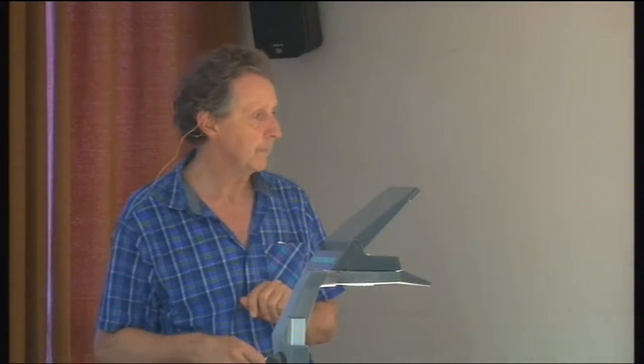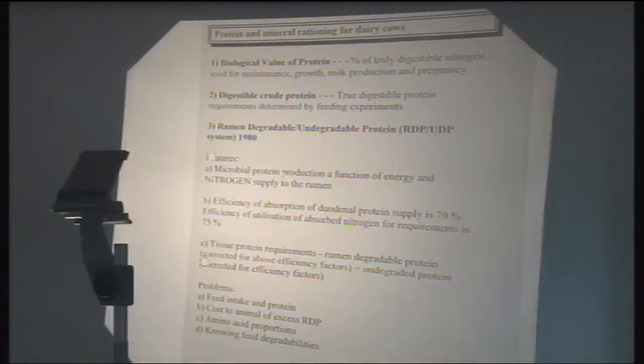That nitrogen is absorbed. But also you've got the protein which bypasses the rumen, goes into the small intestine, is digested, and is absorbed directly. So 2 sources began to be realized. So it then became realized that the tissue protein requirements were met by the rumen degradable protein, corrected for efficiency factors, and the undegraded protein, also corrected for efficiency factors.